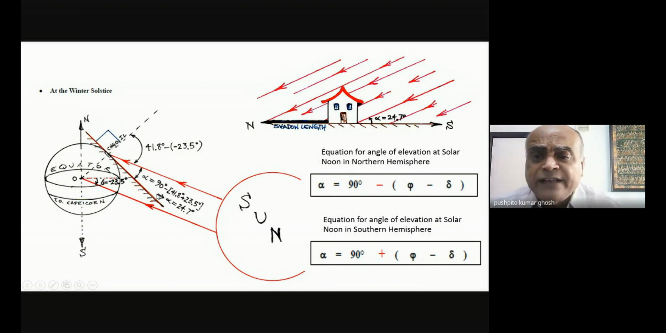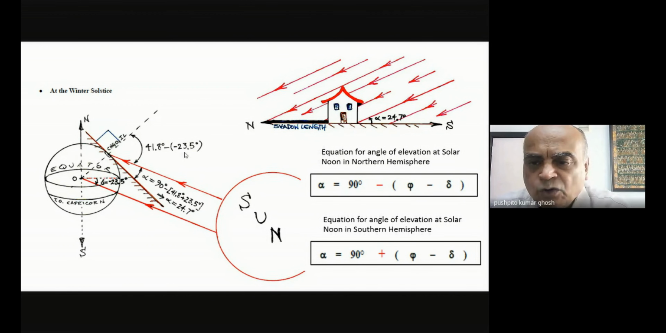This is extremely important for you to know. Suppose you say that you want to set up some solar panels in your house. So I must know, firstly, where am I located on Earth? What is my latitude? Once I know my latitude, and I also know that the declination angle will keep changing, how will I most optimally place my solar panel so that, over the year, I get maximum insolation?